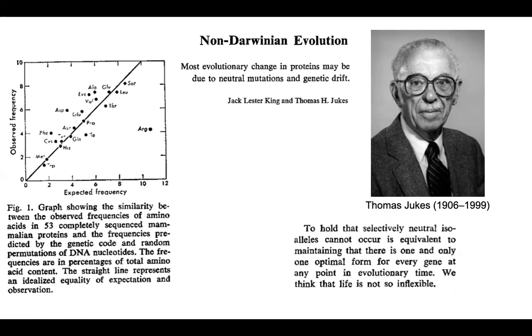So put simply, what this means is that the distribution of amino acids for a given protein in your body looks no different than if it was drawn completely randomly from a hat. King and Jukes rebut the prevailing adaptationist paradigm of the time, writing, quote, "To hold that selectively neutral isoalleles cannot occur is equivalent to maintaining that there is only one optimal form for every gene at any point in evolutionary time. We think that life is not so inflexible."